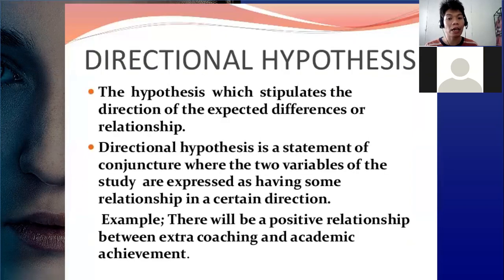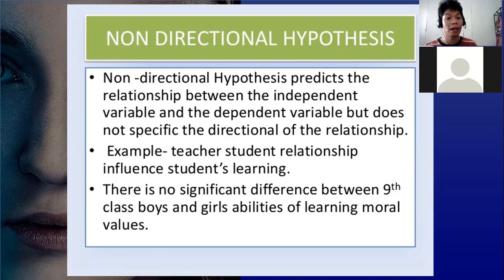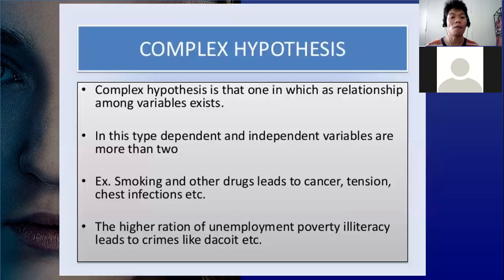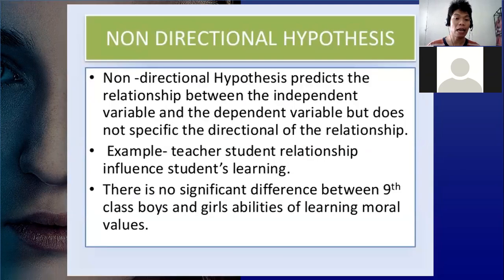So, it's different from directional hypothesis kasi hindi siya directly stated what kind of relationship na pwede i-form doon sa study. So, meron siyang similarity doon sa complex at saka sa simple. Kaya lang itong non-directional, flexible siya in terms of the number of variables na nandito sa study.